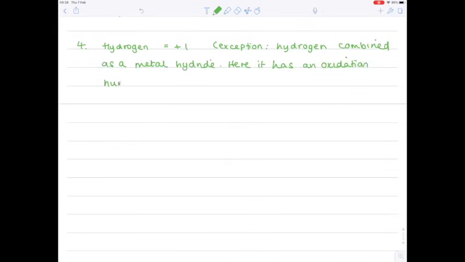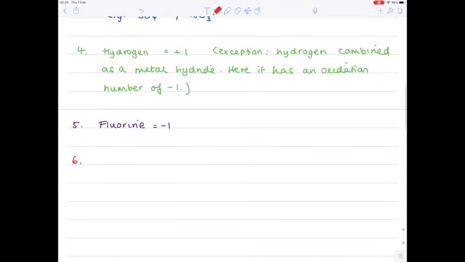Next up, a couple of elements which you just have to learn the numbers for. Hydrogen, try and remember that that always has an oxidation number or state of +1. The exception is hydrogen combined as a metal hydride. Here it has an oxidation number of -1. So you must learn that exception. Fluorine is the second element you need to know the oxidation number of by heart, and its oxidation number is always -1.